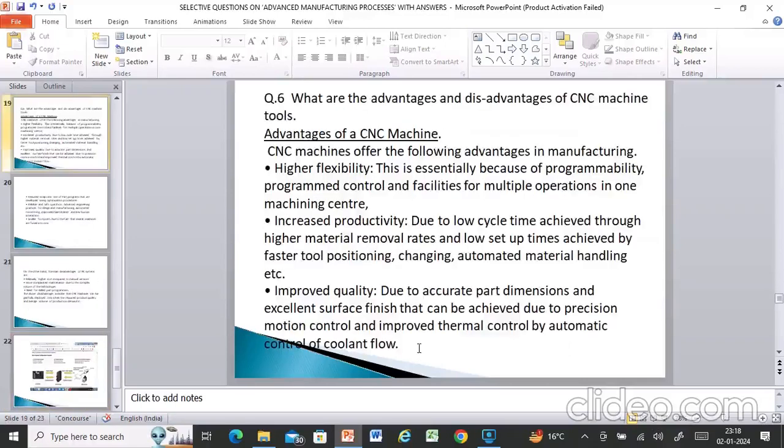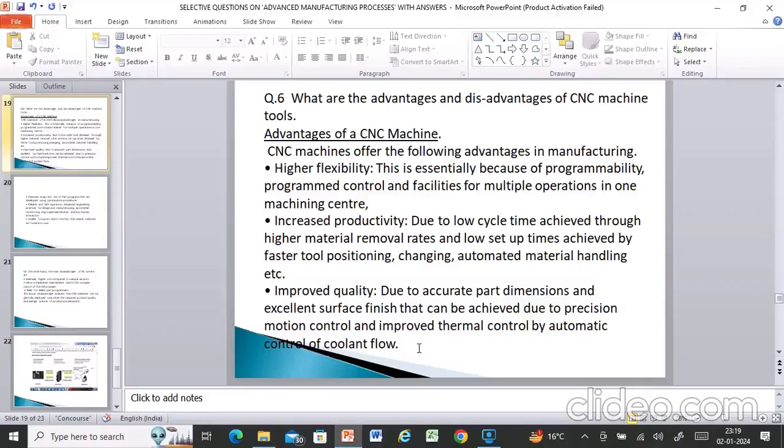So question number 6 is, what are the advantages and disadvantages of a CNC machine tool? Very important. The advantages of a CNC machine tool: CNC machines offer the following advantages in manufacturing. Higher flexibility. This is essentially because of programmability, program control, and facilities for multiple operations in one machining center. Increased productivity due to low cycle time achieved through higher material removal rates and low setup times achieved by faster tool positioning, changing, automated material handling, etc.